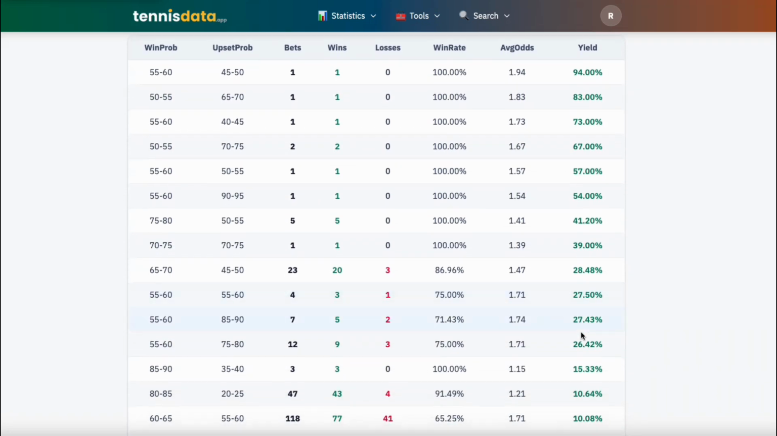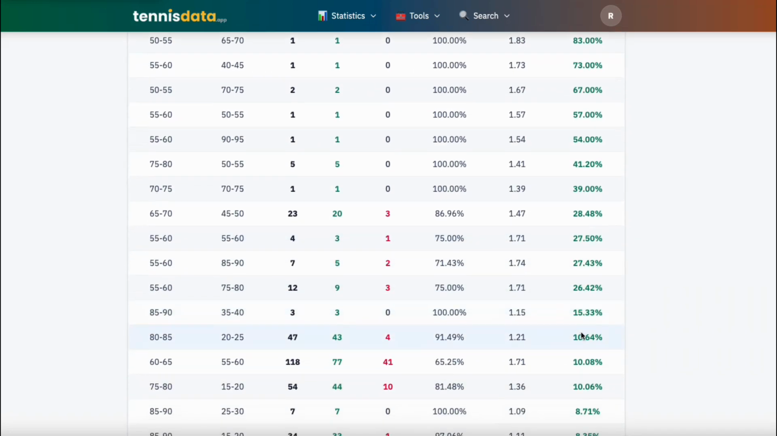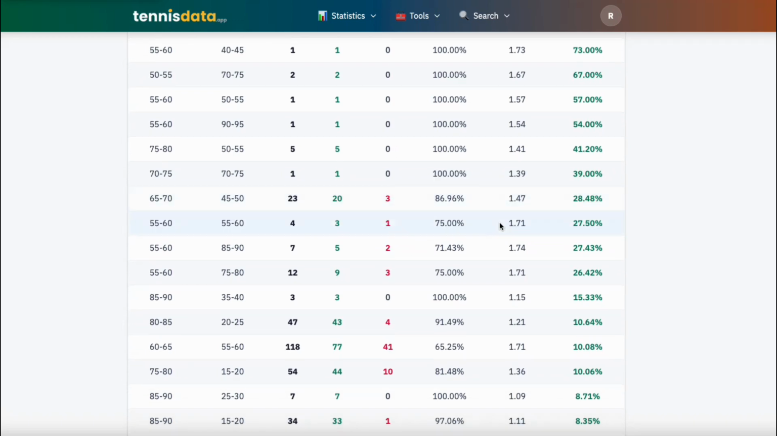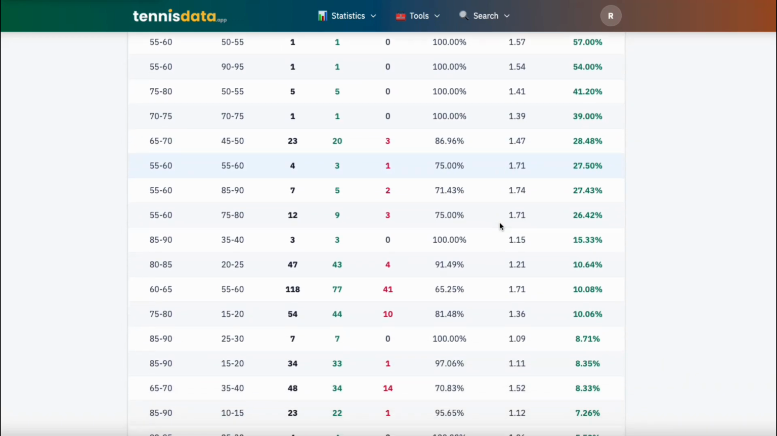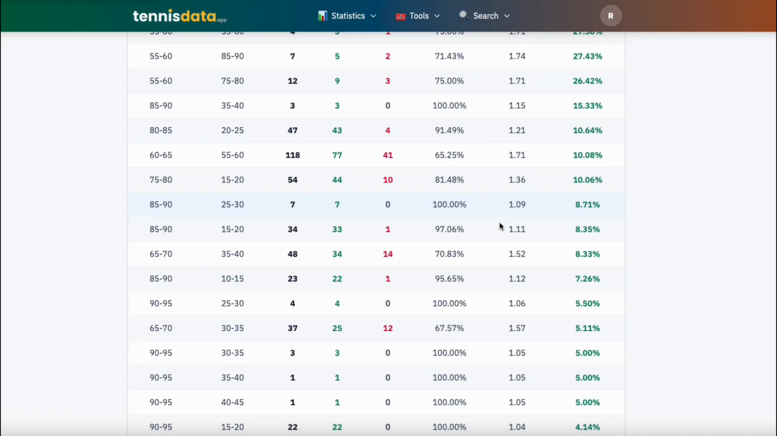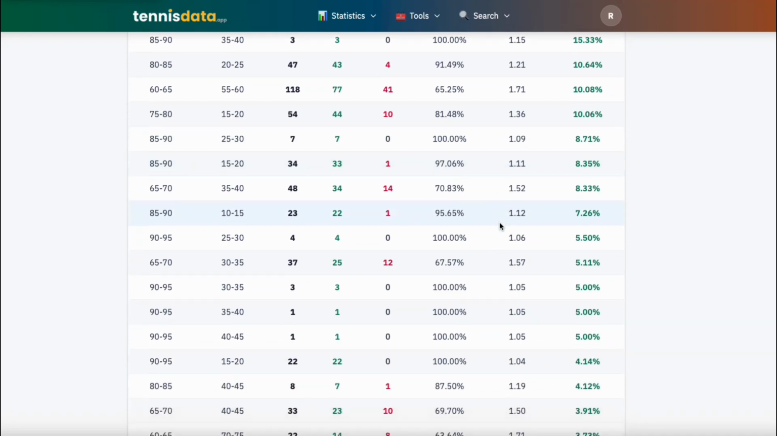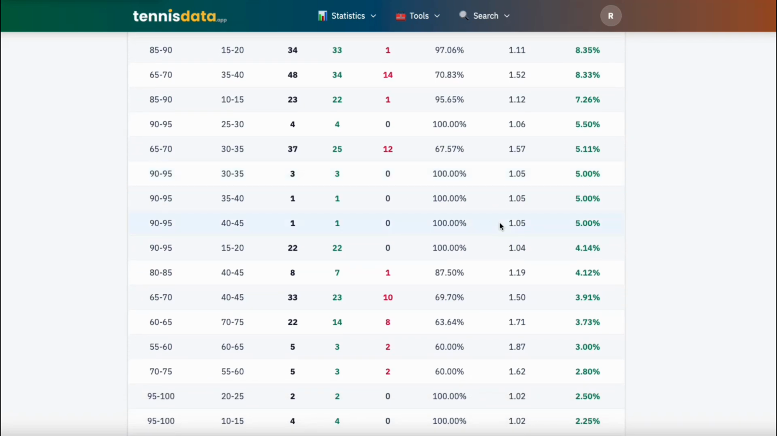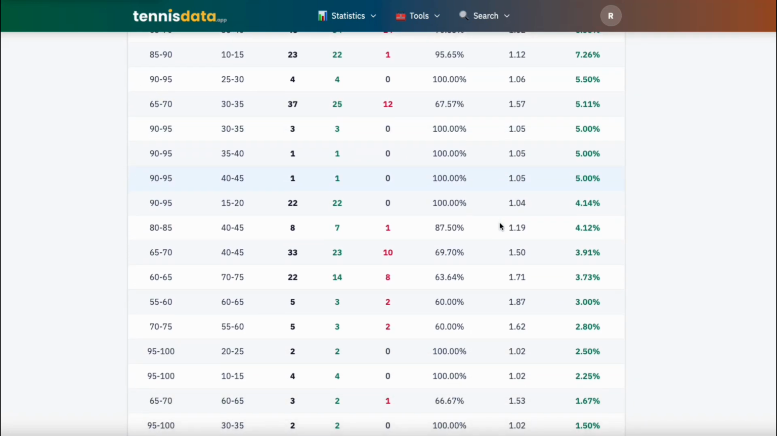Then, below each market, you will see a table with the profitable intervals. This is where we split the predictions by win probability, upset probability, accuracy, and average odds. In other words, we can see which probability ranges performed best, how often the model was correct, and what the average market odds were in those intervals. And here we can see that there are several profitable intervals with strong win percentages and very good average odds.